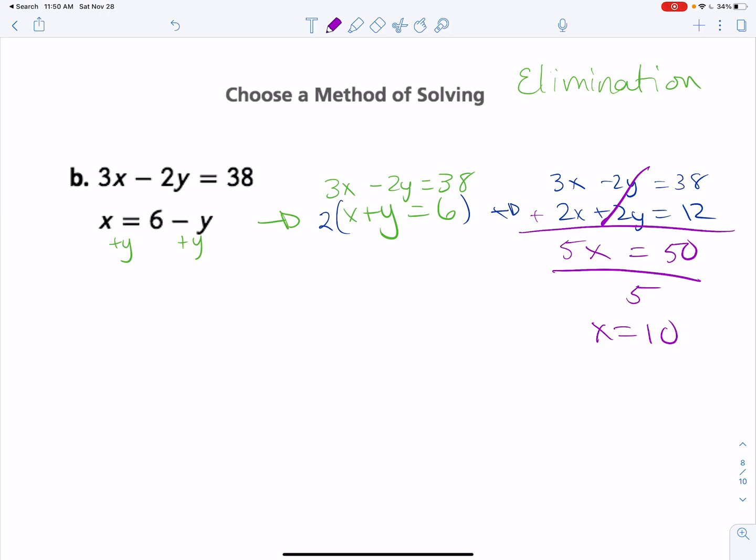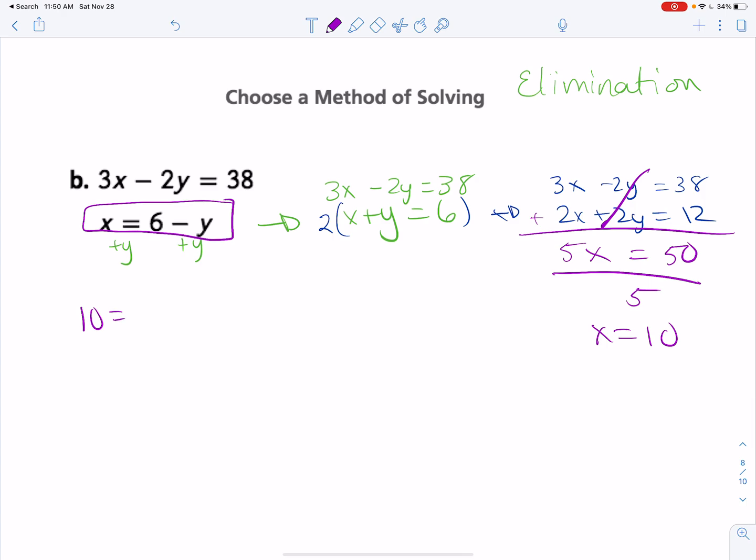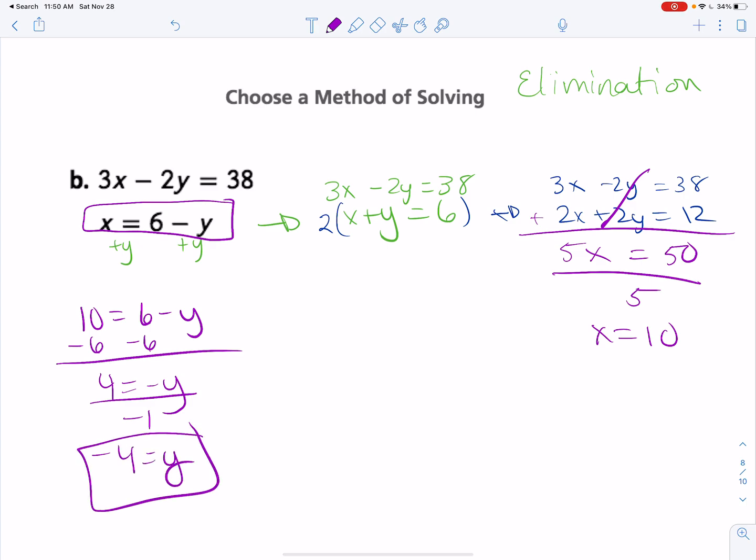Okay, and now to solve for y, let's go ahead and plug it in. Any equation's fine. 10 equals 6 minus y. Minus 6. 4 equals negative y. And then divide by negative 1. Negative 4 is y. So your solution here would be 10 comma negative 4.